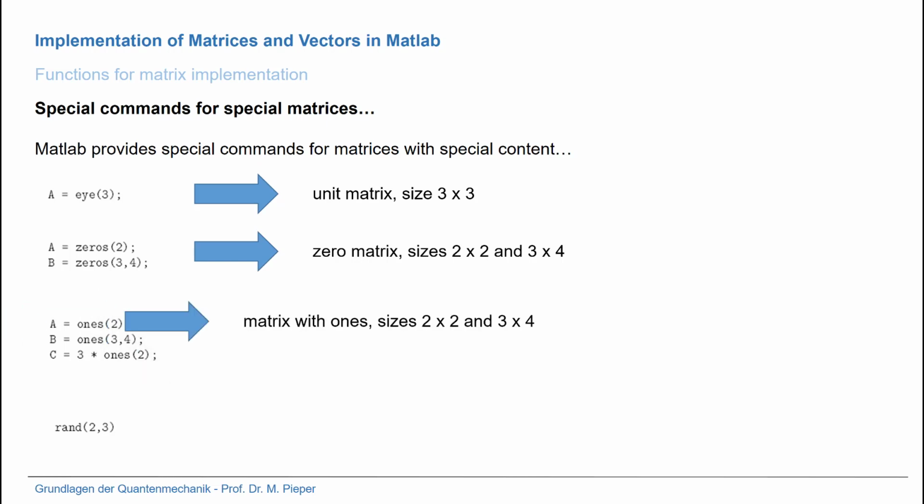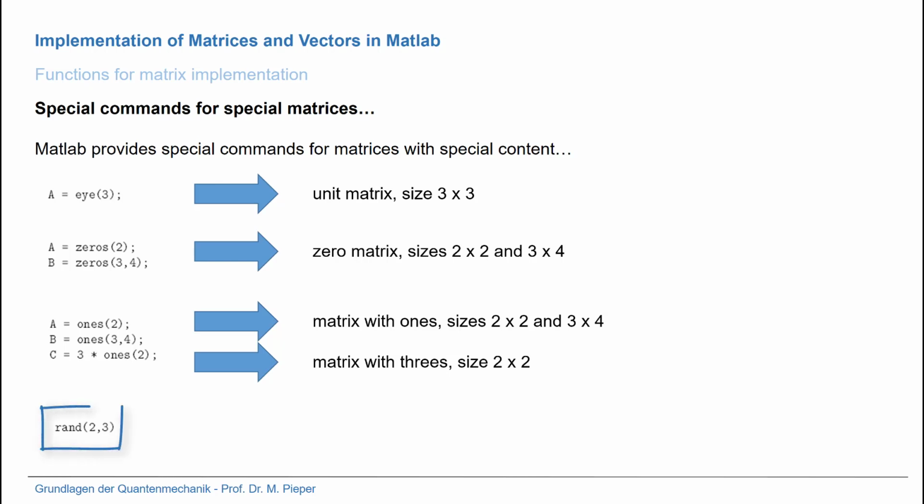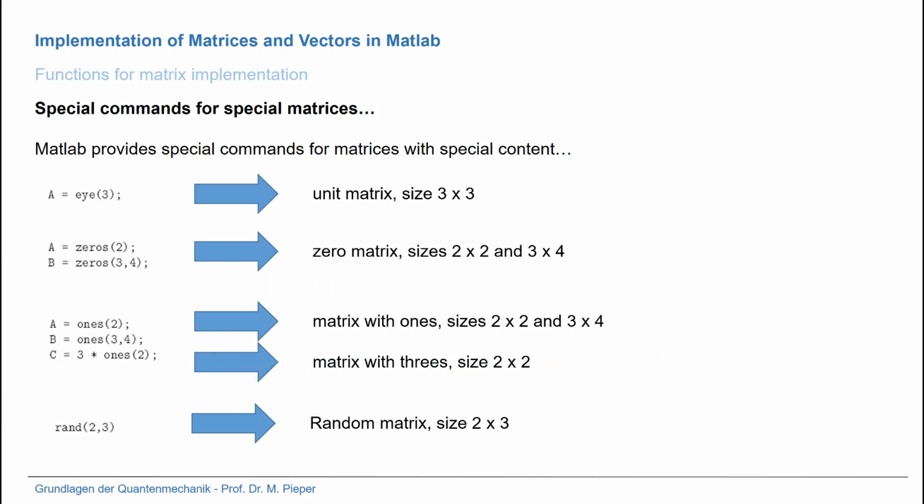Similar is the command ones. You get a matrix where all entries are 1. Ones 2 is a 2 by 2 matrix. Ones 3, 4 gives you a 3 by 4 matrix. And if you multiply the matrix ones by a 3, then you get a matrix which has entries 3. The last is the random matrix. So this matrix contains random numbers. The size is 2, 3, so 2 rows, 3 columns. And the random numbers are from 0 to 1.